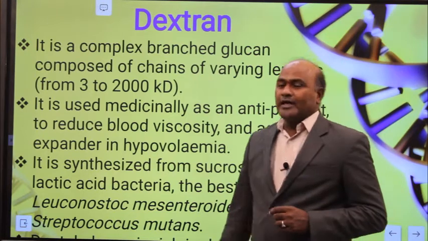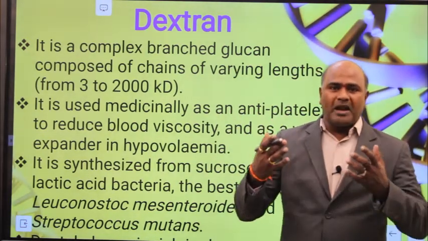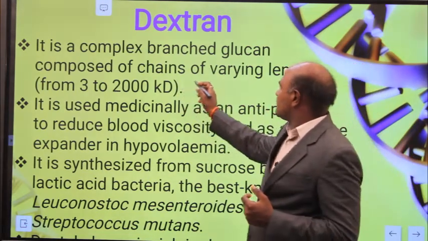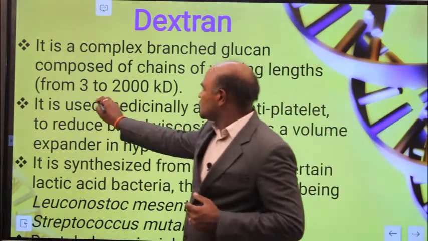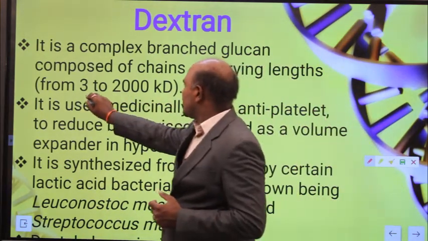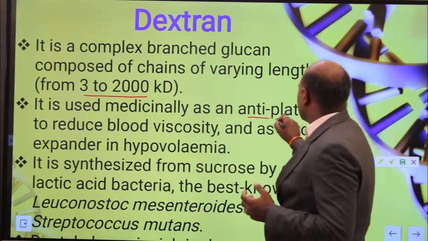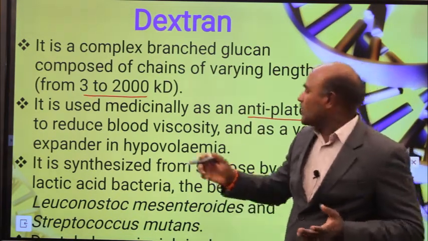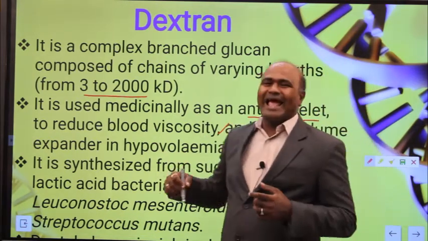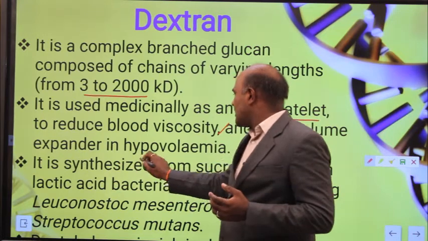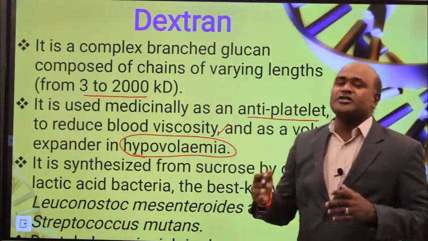And dextran. It is a complex branched glucan, composed of chains of varying length. They are very long, 3 to 200 kD. It is used medicinally as an anti-platelet agent, to reduce blood viscosity, and as a volume expander in hypovolemia.